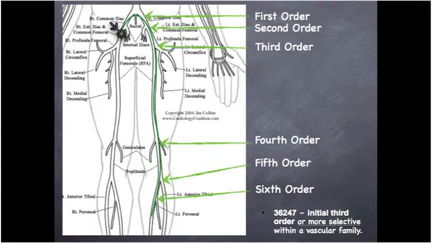Now the code that we're going to bill for this diagram is still 36247, and that again is because it's defined as third order or more selective. So in this case, the doctor could have stopped at the superficial femoral artery, the point at which we first become third order selective, and he'd still be able to bill for the same code, 36247.